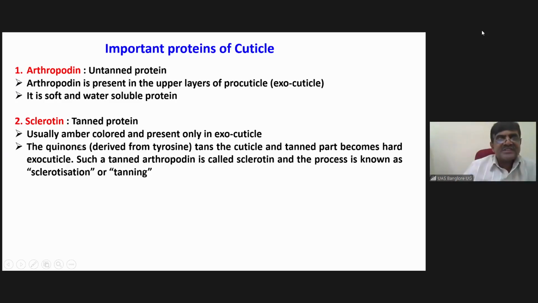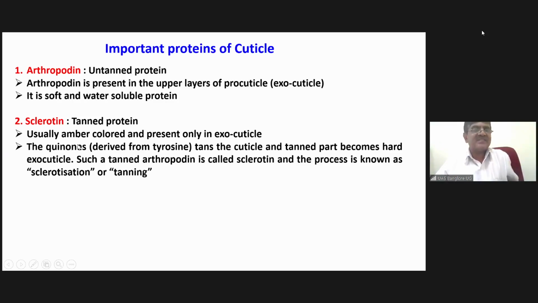And the quinones that are derived from tyrosine tan the cuticle, and the tanned part becomes the hard part of the exocuticle. Such a tanned arthropodin is called sclerotin, and the process of sclerotization is called tanning. The process is known as either sclerotization or tanning. I'll repeat again. Sclerotin is the tanned protein. Usually it is amber colored and it is present only in the exocuticle.